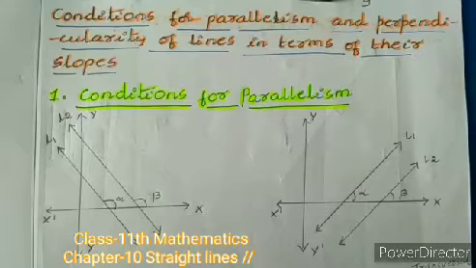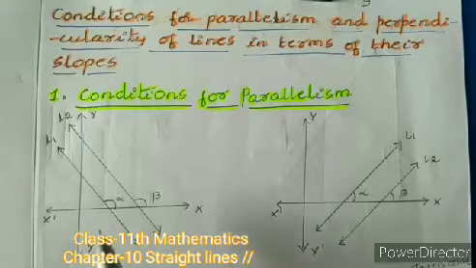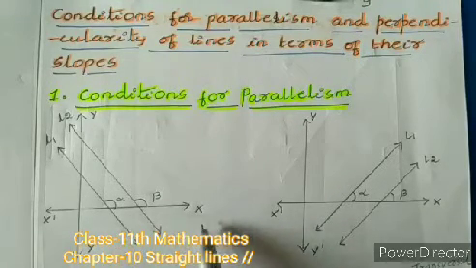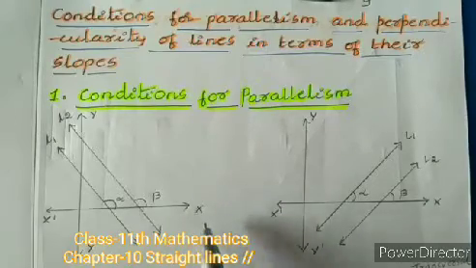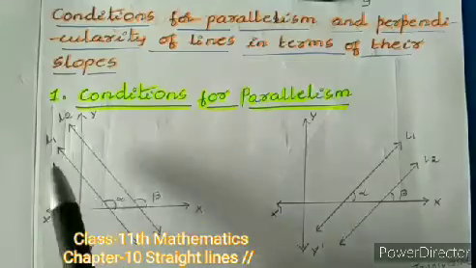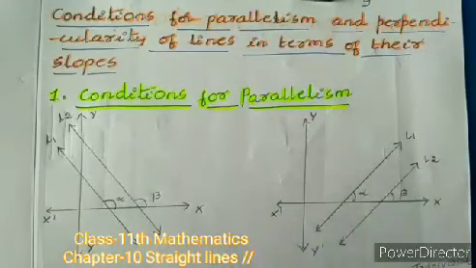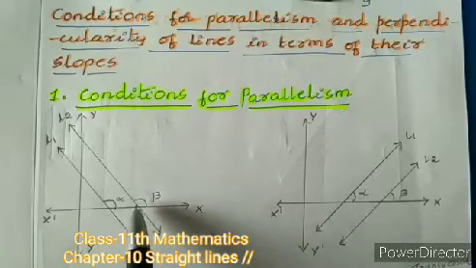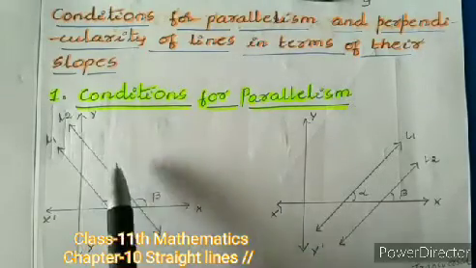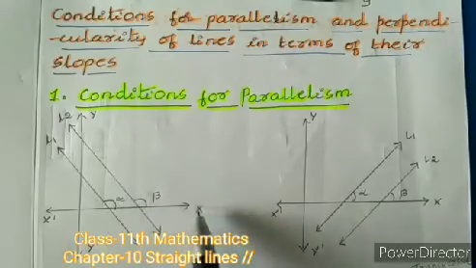So first let us see the condition for parallelism. Now consider a Cartesian plane with x and y coordinates, and on this Cartesian plane consider two lines. The first line I have taken here is L1, and the second line is L2. Now let us take some angles related to the L1 and L2 lines, that is nothing but the inclination of the angle.